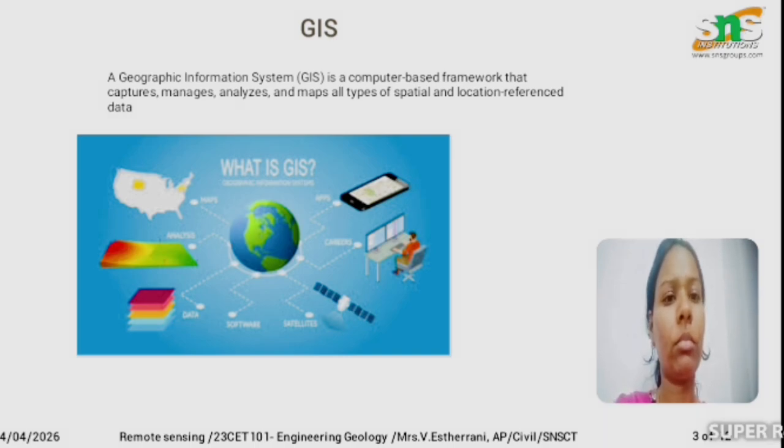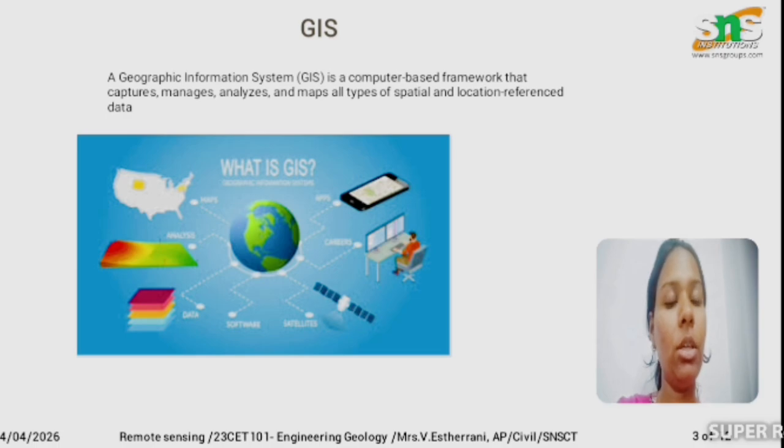GIS has many advantages. It can be used for water management, for urban planning, and for soil and land surveying purposes. These are some of the applications of GIS. It majorly has four methods, where it captures the images, manages, analyzes, and maps all types of spatial and location data. That is called GIS.